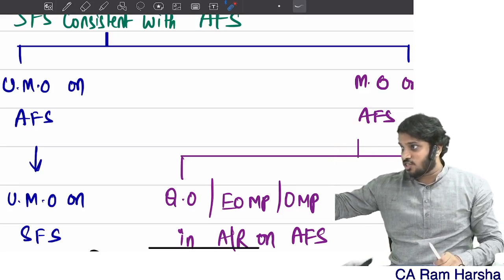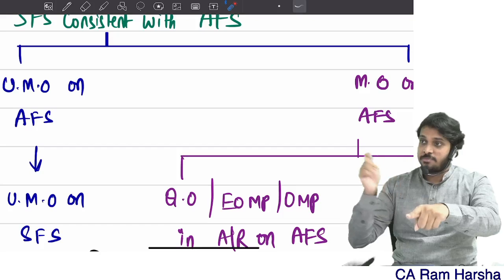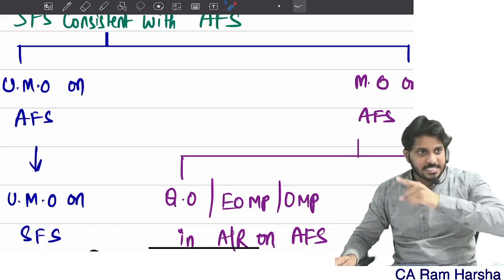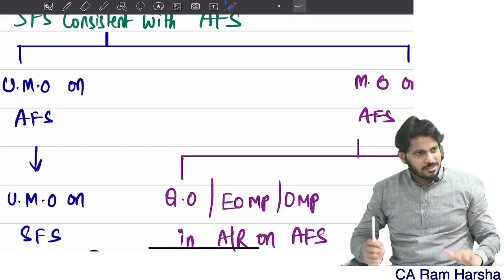Suppose main financials are true and fair. I gave an unqualified opinion. You prepared a summary, but that is not matching there. Then I will say summary is not matching. Are you clear? Logically drafted this.